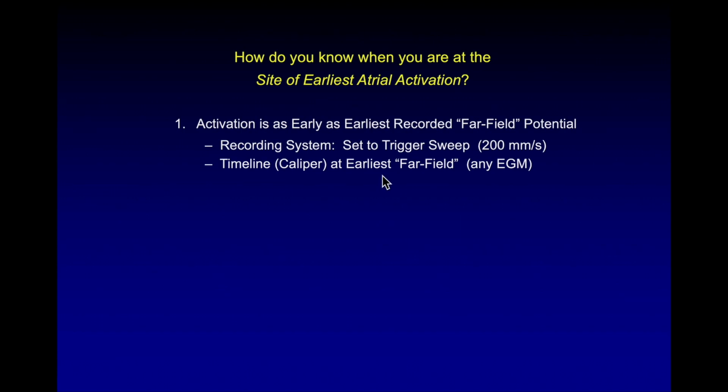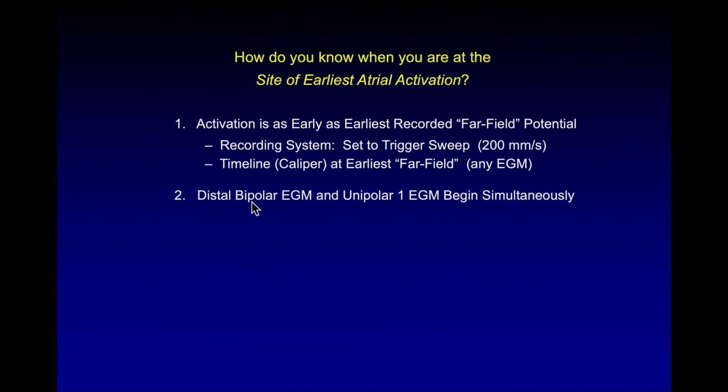And we place it at the earliest far field, and as we find an earlier signal, we move that timeline to the left and to the left, and I'm going to show you an example of how we do that in just a moment. And at some point that timeline stops moving. That tells you you're at the earliest far field. Okay, so then we continue to move the mapping catheter until we actually see local activation that is at least as early as that earliest far field. And when we do, we've met the first criterion.